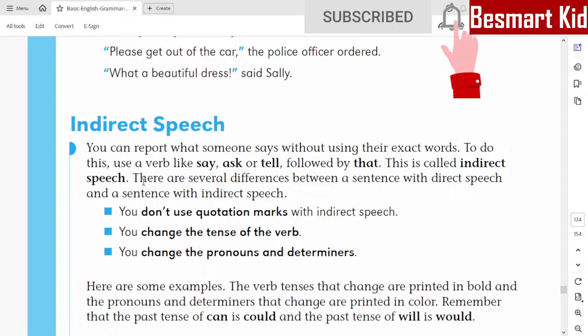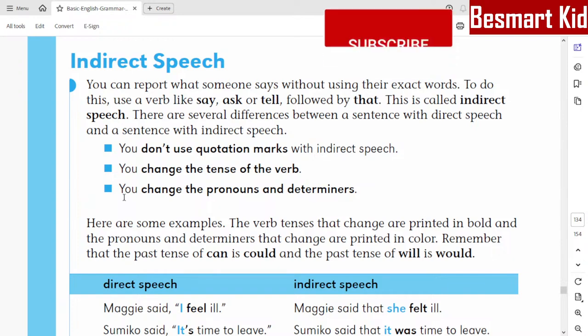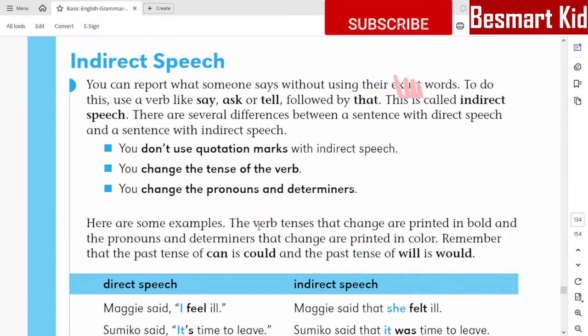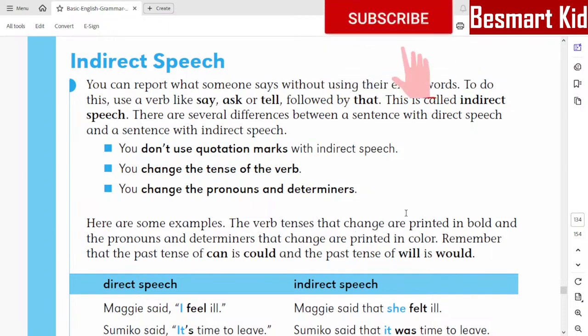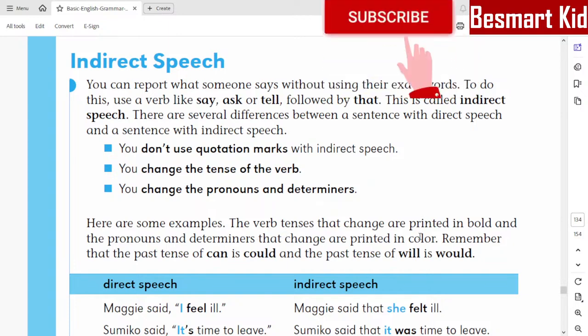There are several differences between a sentence with direct speech and a sentence with indirect speech. You don't use quotation marks with indirect speech. You change the tense of the verb. You change the pronouns and the determiners. Here are some examples. The verb tenses changed are printed in bold, and the pronouns and determiners that are changed are printed in color.